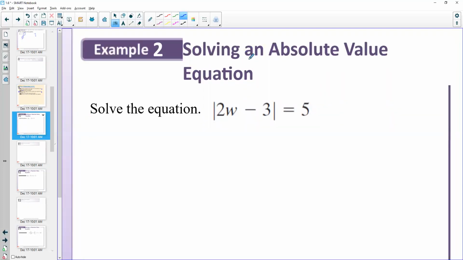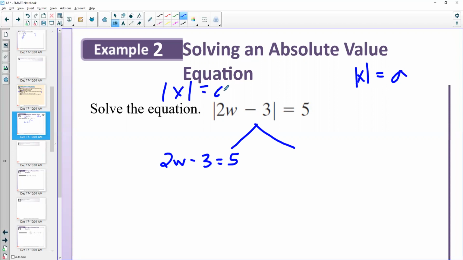So here's the first example. We're gonna look at this. It's already in standard form. I'm already in x equals a form. That's fine. So now I'm gonna make my two cases. The first case is just what I have here, 2w minus 3 equals 5. The other case, that's absolute value of x equals a, right? The other case is x equals negative a. Sorry, my pen's a little slow tonight. So 2w minus 3 equals negative 5.